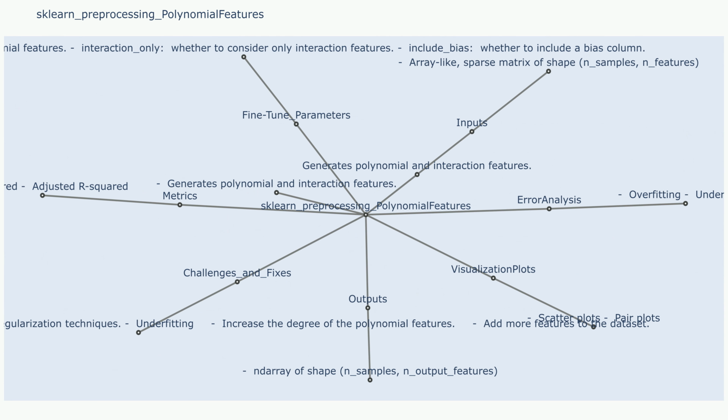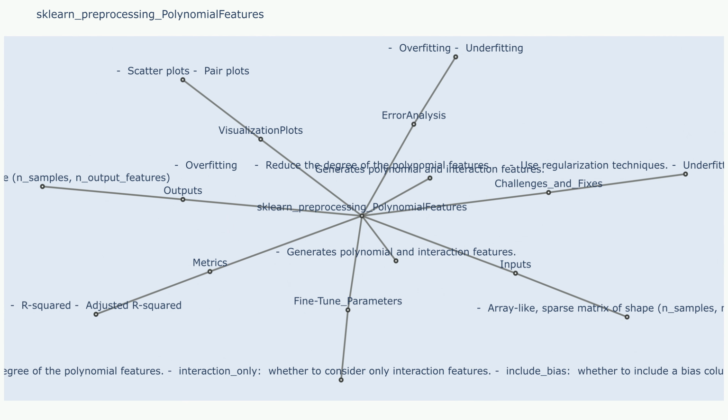Feature selection. Select relevant features using techniques like feature importance or feature selection algorithms. Challenge 2. Curse of dimensionality. As the degree of the polynomial features increases, the number of features grows rapidly, leading to the curse of dimensionality. This can make the model computationally expensive and prone to overfitting.